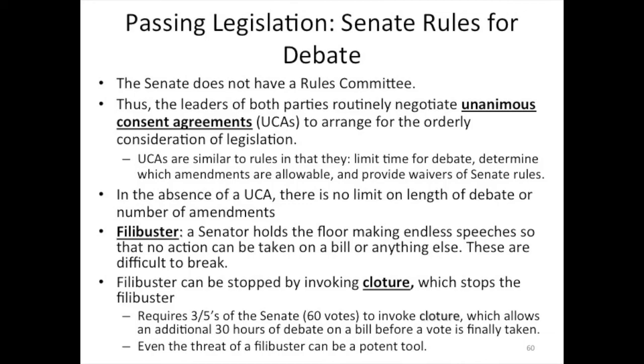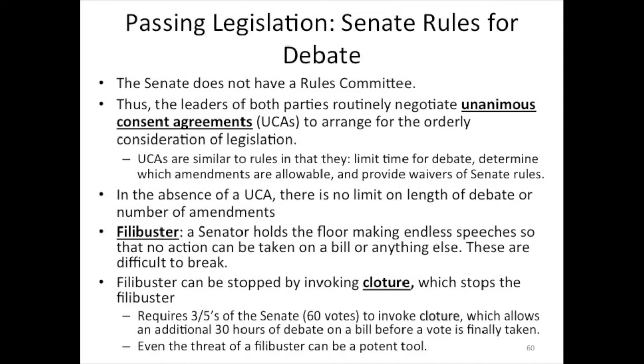In the absence of a unanimous consent agreement, though, there is no limit on debate or the number of amendments for legislation. And this creates the opportunity where senators can filibuster. A filibuster occurs when a senator holds the floor, making endless speeches so that no action can be taken on a bill or anything else for that matter.